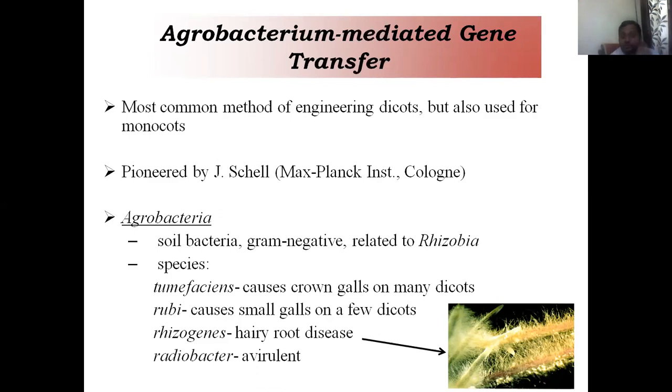And there are different species that are being used for research purposes. One is tumefaciens, which we have been talking about, which causes crown gall disease in many dicots. Then we have Agrobacterium rubi, which causes small galls on a few dicots. Then another important one, Agrobacterium rhizogenes, which causes the hairy root disease. This is very widely used in research where we need good hairy roots. And then Agrobacterium radiobacter, which is an avirulent strain.